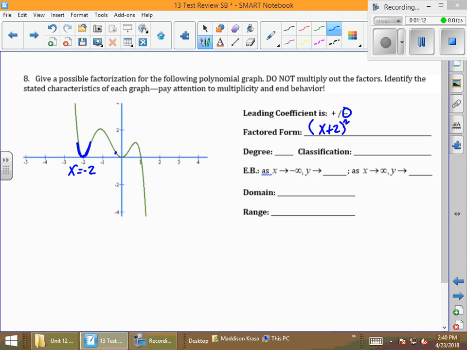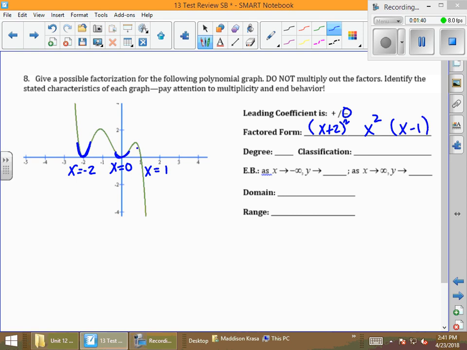And then we look at our next root. This is x equals 0. And we write that as simply x. Now, you could write it as x plus 0 or x minus 0, but you don't have to. You can leave it just like that. And then, again, that has the nature of a quadratic, so that's going to have a power of 2 on it. And then our last one over here is x equals 1. We would write that as x minus 1 because we changed that sign.